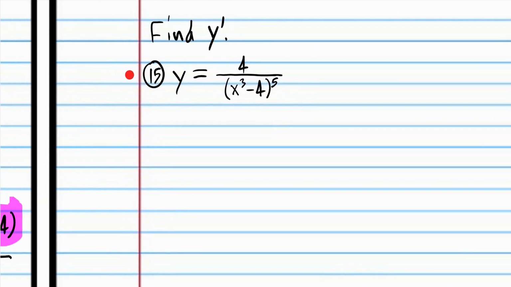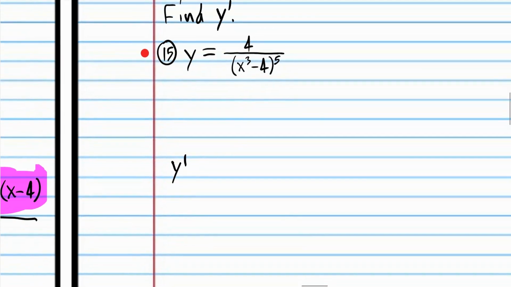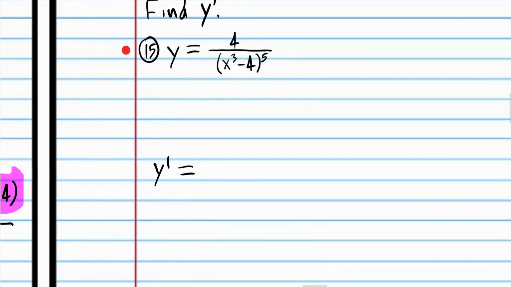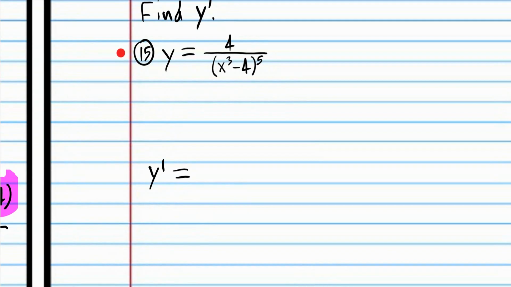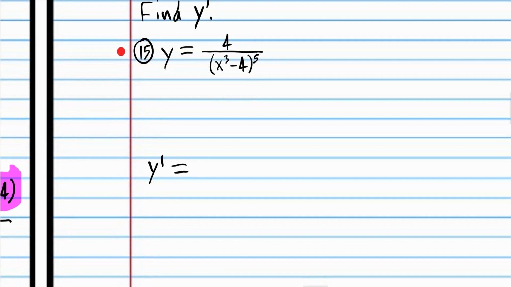Now we're finding y prime, but we have a quotient. We're dividing 4 by an expression, so we can use the quotient rule. Now we're going to learn easier ways to do this in the next class, but today we're just getting some experience with the quotient rule, and so we're just going to use the quotient rule here.